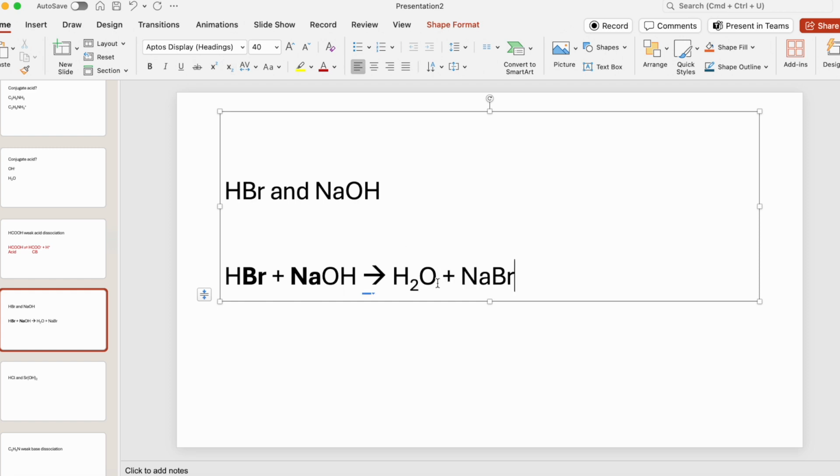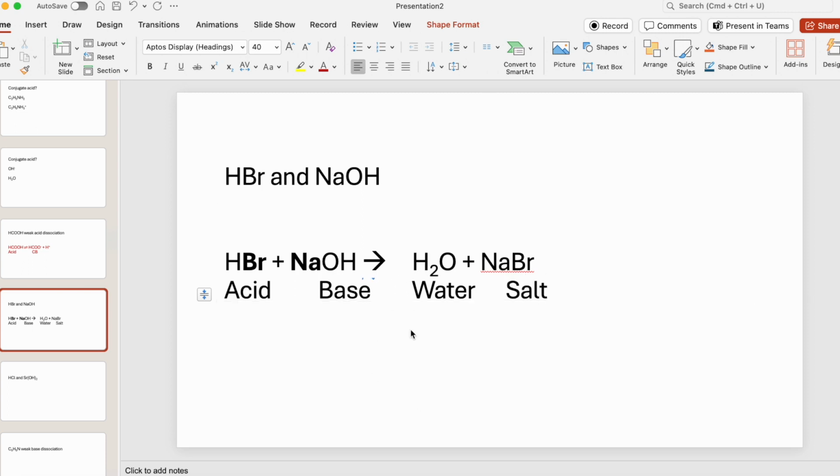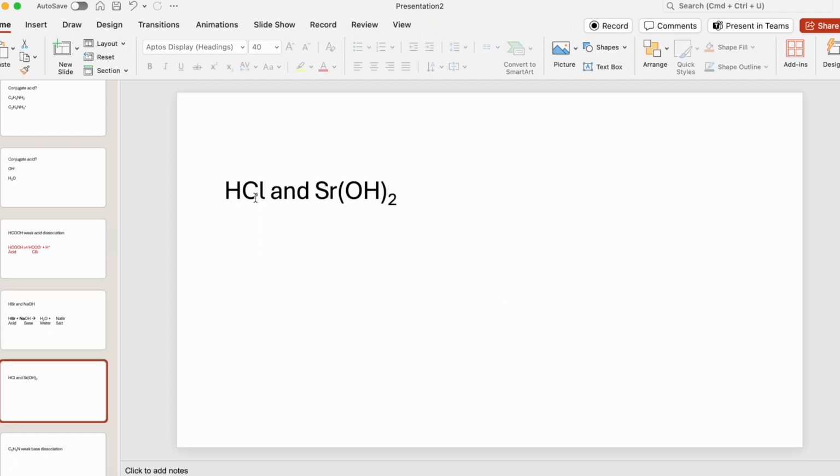That's it. Now to label this stuff, this is an acid. This one's a base. This is water. So water's neither in this case. Water is neither an acid or a base. It's just neutral. So this is water. And this is called a salt. There you go. That's your salt. I'm not doing well today. There's your salt. Sweet. Let's move on.